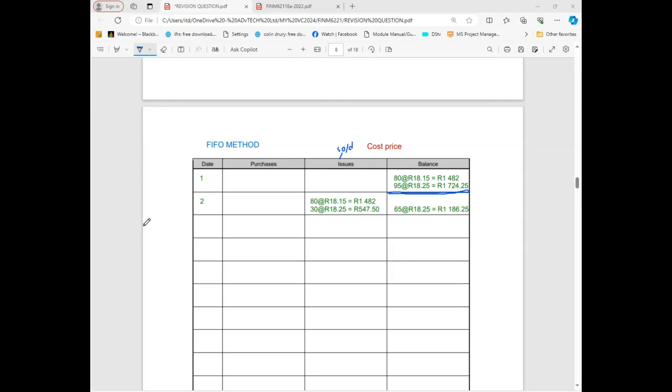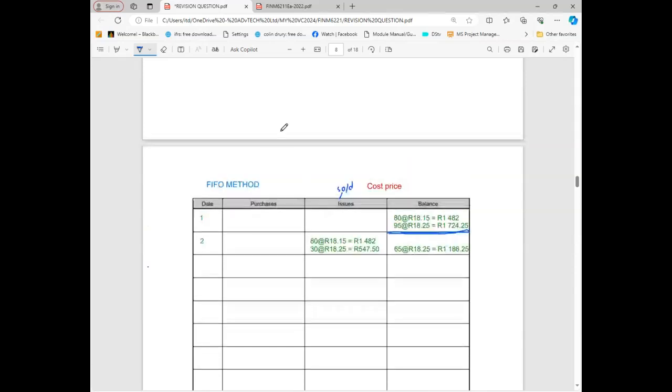Don't forget, this is first in, first out. We had to sell out of this stock first. If I didn't sell everything out of this stock, the other stock must be sold from the other one. Because there are two different stocks, we're not allowed to mix them. We first sold 80. We were supposed to sell another 30, so we took another 30 out of 95. That's how we say it's first in, first out. Let's try another one.